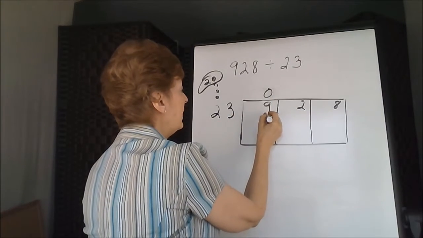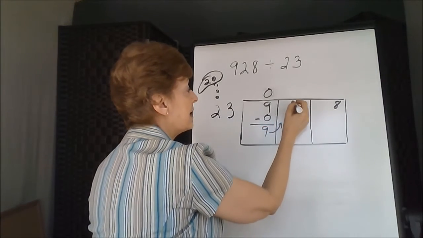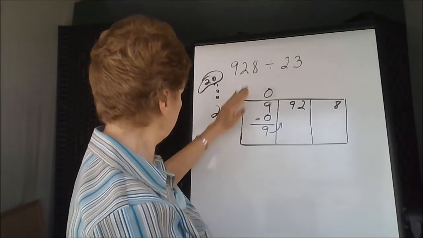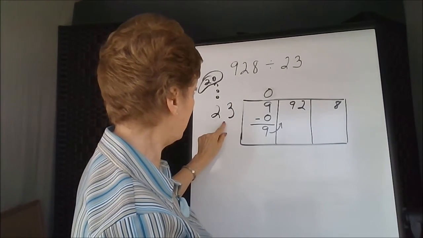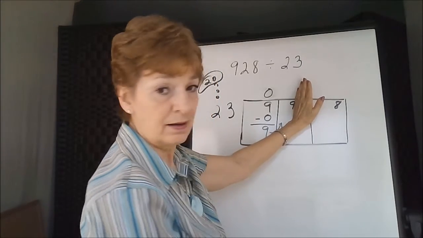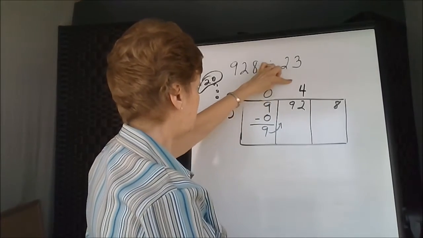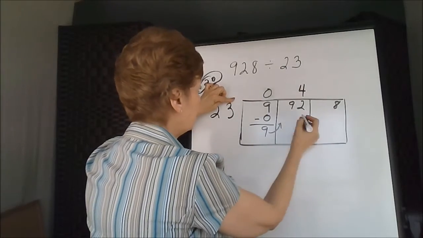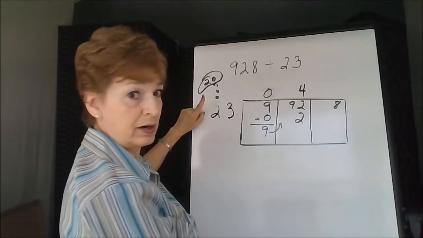0 times the 23 is 0. When you subtract, you get 9, which is brought to the next box and sits next to the 2 that's already there. 92 is big enough for the divisor to go into, but we're thinking 2 goes into 9 4 times. We're going to multiply back to the original divisor. 4 times 3 is 12. Carry 1. 4 times 2 is 8, and 1 more is 9.